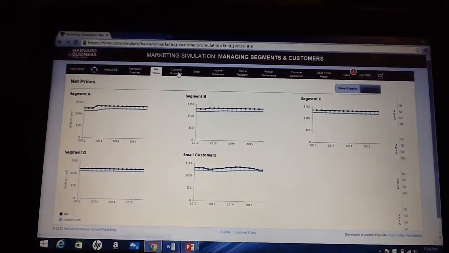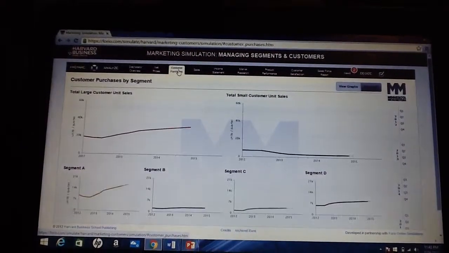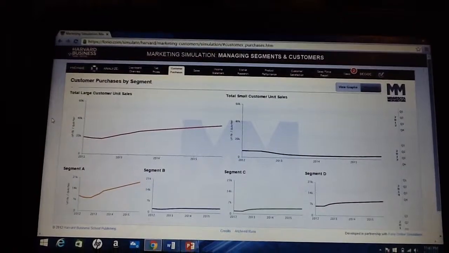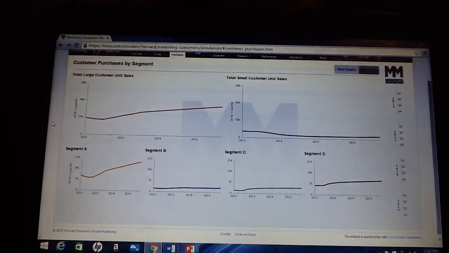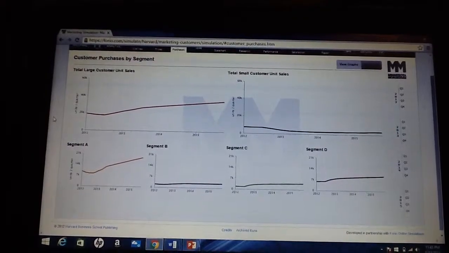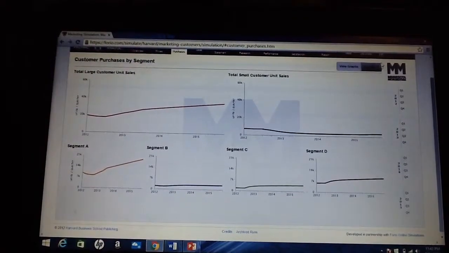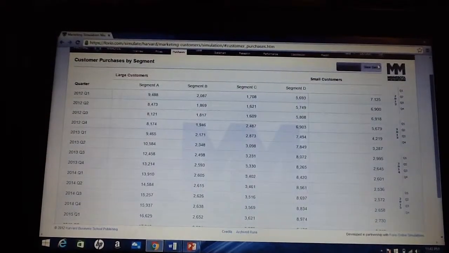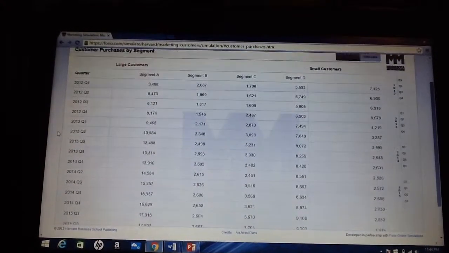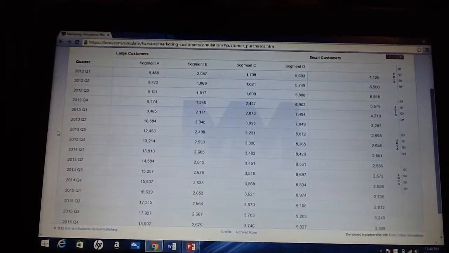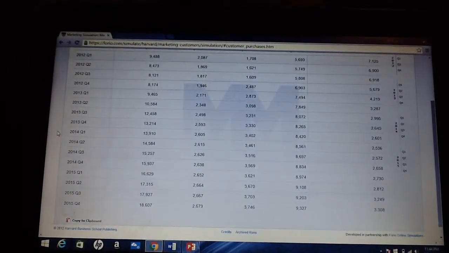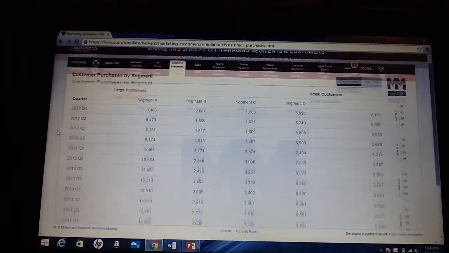The next tab is customer purchases. I utilized customer purchases frequently to see how many times they increased their purchases. Here is the graph view, and I liked to look at the view data. Here you can see exactly how much each segment bought for each quarter. Hopefully they were all increasing in time.